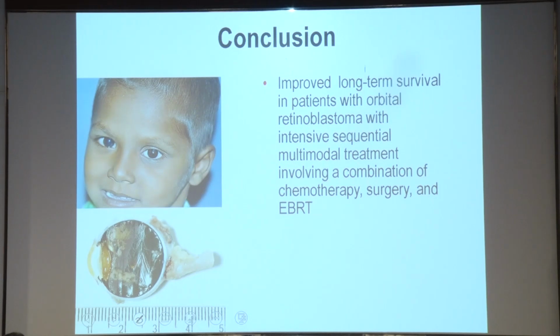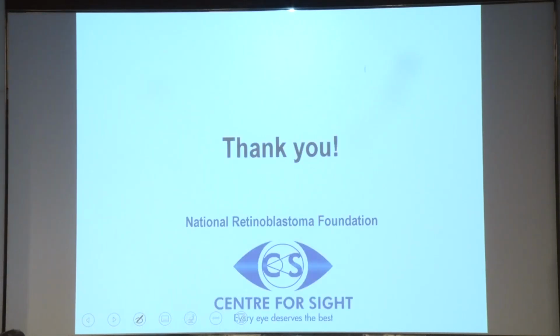So I would conclude by saying that orbital RB is difficult to treat, but if you plan your treatment carefully, starting with neoadjuvant treatment, do minimalistic surgery, not exenteration, at an appropriate time, and then follow it up with radiation and adjuvant chemotherapy, these children do have a chance of survival as good as any other child with retinoblastoma. Thank you so much.